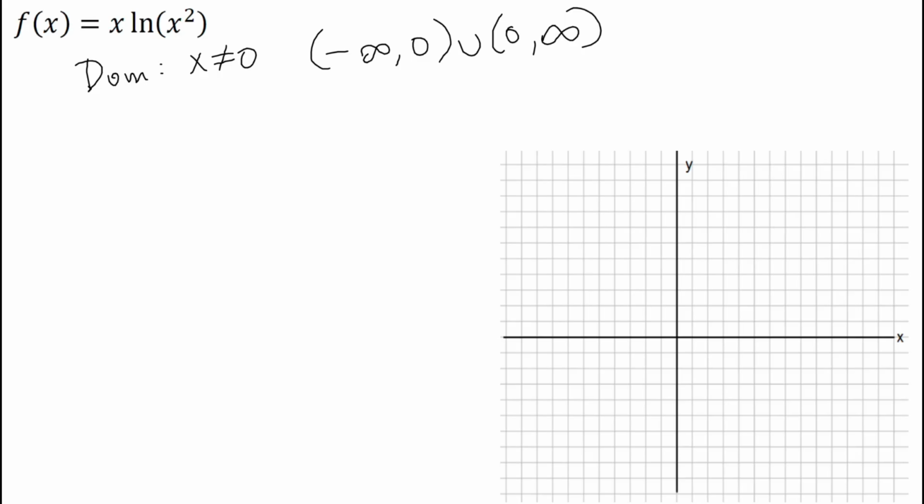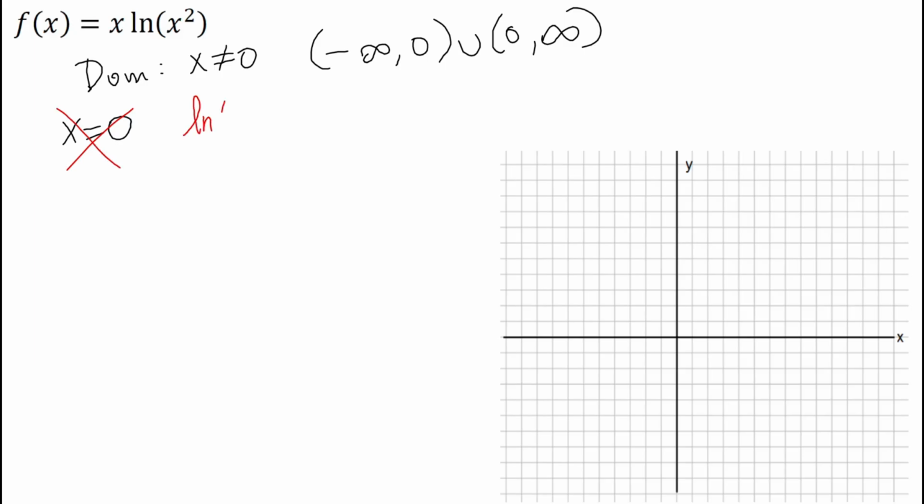But we do have our domain. We don't know what our range is going to be yet. We can find our x-intercepts by setting this equal to 0. Right? So if we set this equal to 0, x equals 0, well, we know that does not work, right? Because that's not in our domain.